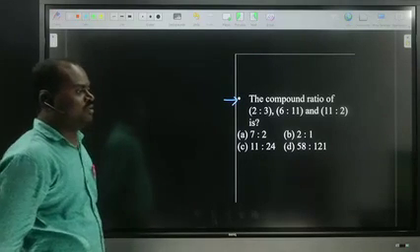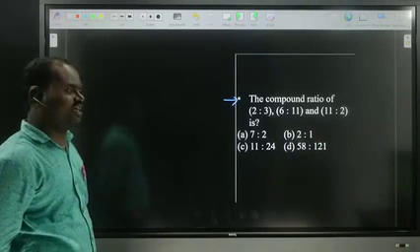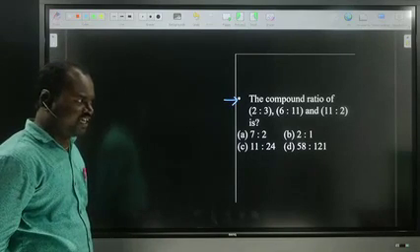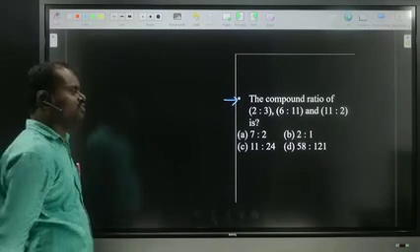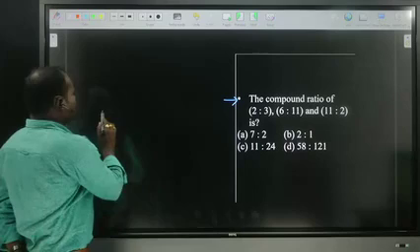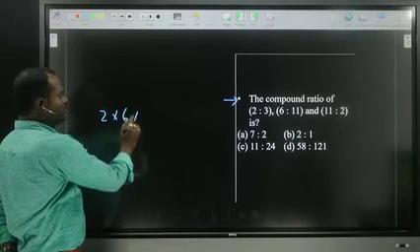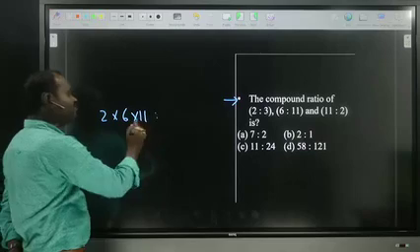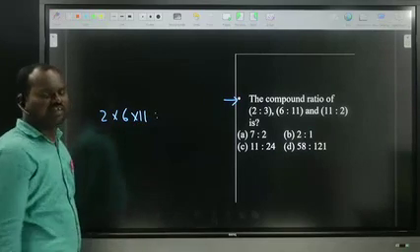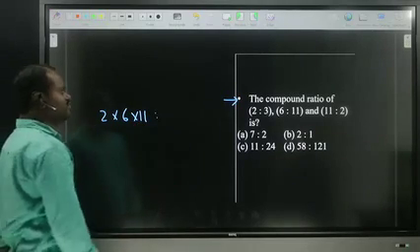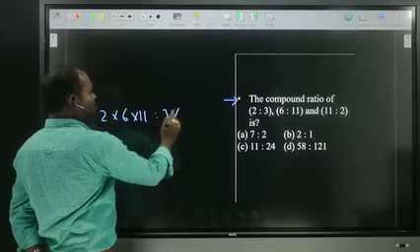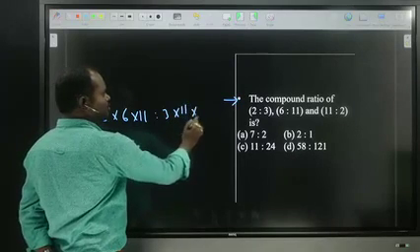Option B, ma. So listen, what is the compound ratio, ma? When there are three terms of the same logic, product of antecedents is to product of consequents, ma. Antecedents means first terms: 2 into 6 into 11. Don't multiply, just write as is, ma. By multiplying, it will become bigger for us, ma. Just write, ma. What is the next, ma? Consequents: 3 into 11 into 2.